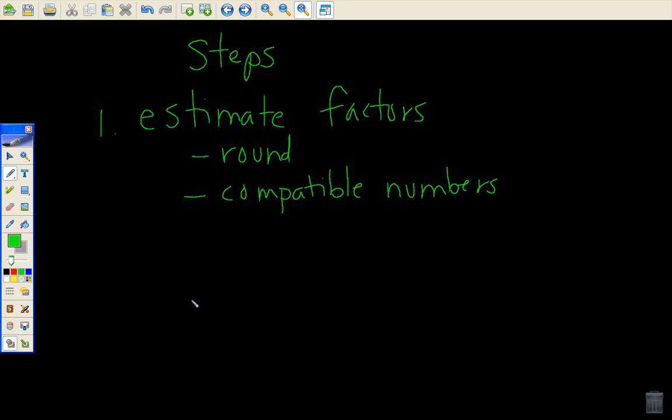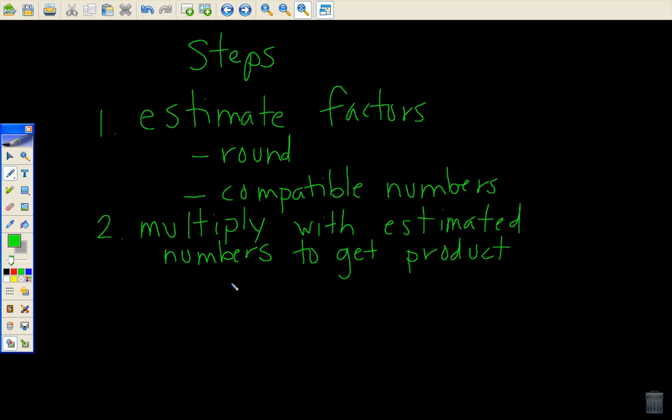We're doing this so that once we get an estimated product and then we actually do the multiplication of the decimals, our estimation should be really close to our real product. That will help us, because if you have something that's way off, you know you probably did something wrong when you were putting your decimal back into the problem, which I'll explain in just a minute. So once you've estimated your factors, you're then going to actually multiply those estimated numbers together.